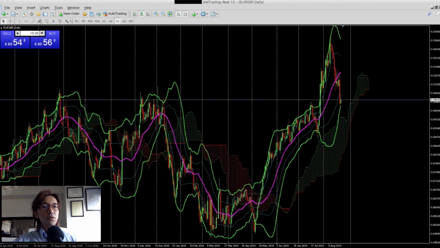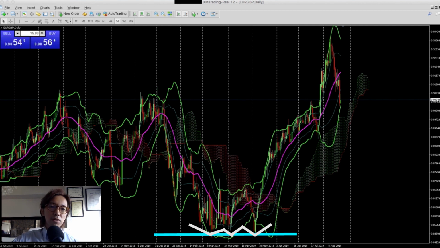Then the price has been supported at this 0.8489 level a couple of times and created like triple bottom. And after that the price broke 20 MA and also Ichimoku cloud upwards and started bull trend.